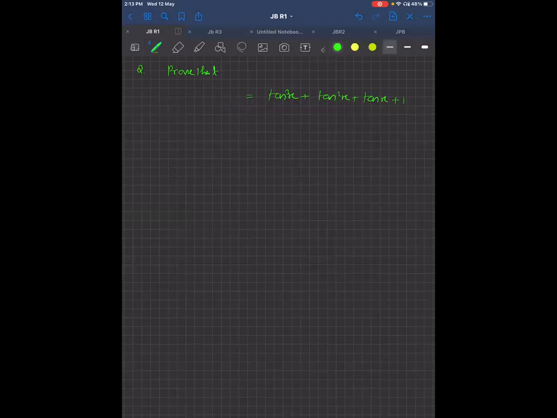Here, I want to show that (sin x + cos x) by cos cube x is equal to tan cube x plus tan square x plus tan x plus 1.